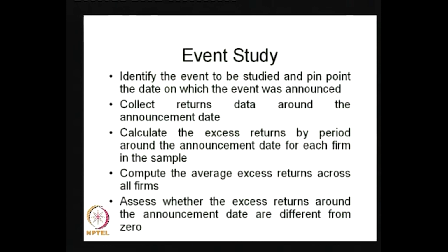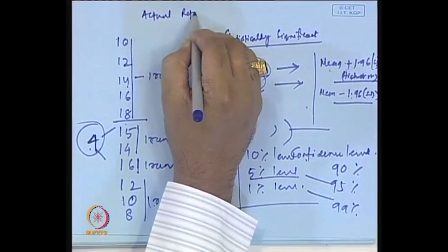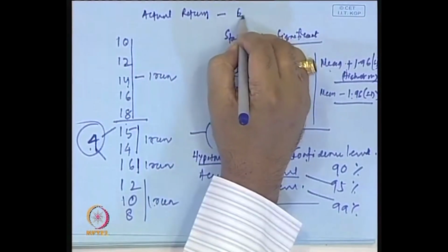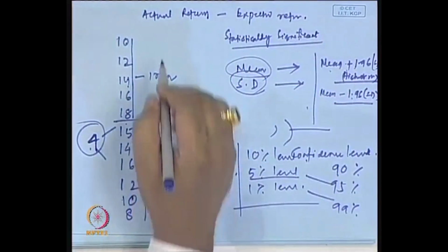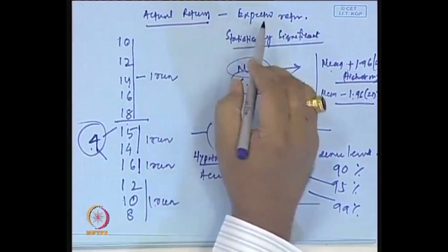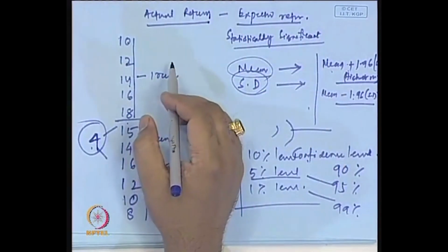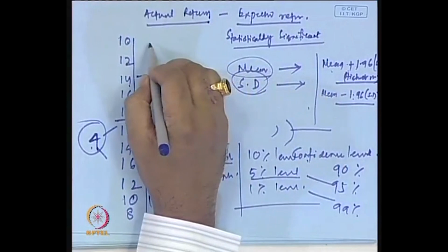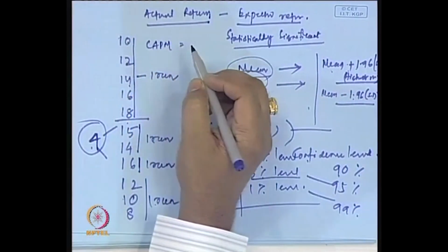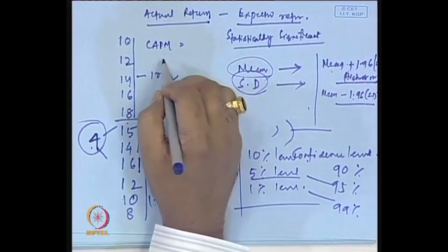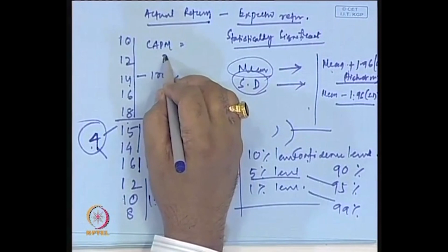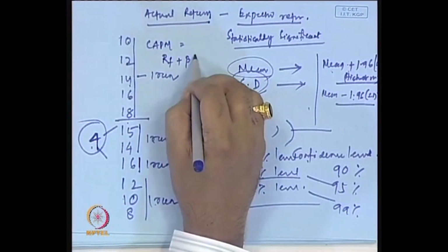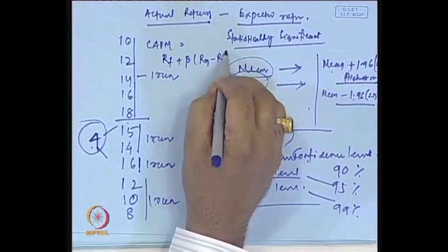The excess return is basically calculated as the actual return minus the expected return. The actual return is the realized return that he got, and the expected return is what we get from the CAPM model, which we will discuss further in an elaborate manner. In the CAPM model, the expected return of a stock is calculated as RF plus beta into RM minus RF.